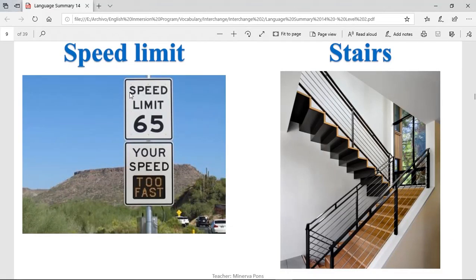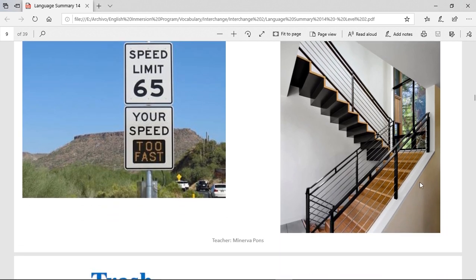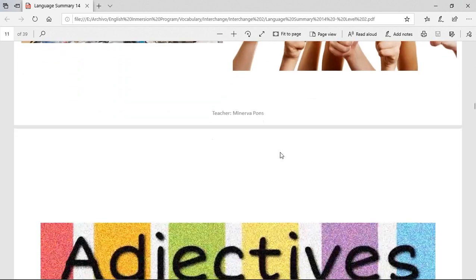Speed limit. This is the maximum velocity that you can be in a lane, in a highway. Maybe the speed limit is 65 kilometers per hour, or maybe more, maybe less. Depends. Stairs. These are stairs. Trash. This is trash. Thumbs up. Well, this right here, this part of your hand, it's called a thumb. And if you put it up, then it's thumbs up. And it's usually used when you want to agree with someone or something. It's like, hey, can I do that? And you show a thumbs up, and they will know that you agree.